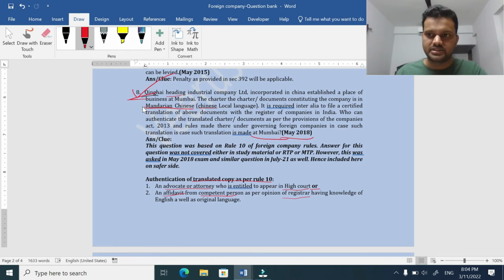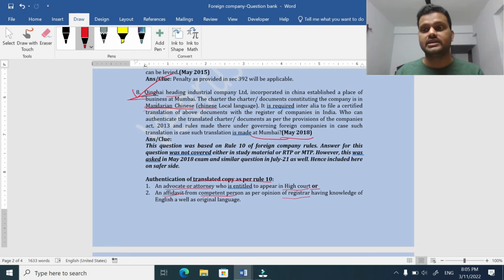And a similar question was asked in July 21 as well. Here in this question, they said that this translation was made at Mumbai. So what if they didn't say anything, whether the translation is happening abroad, not in India, or within India? So the question was not clear in the July 21 exam. So we have to write both the options.